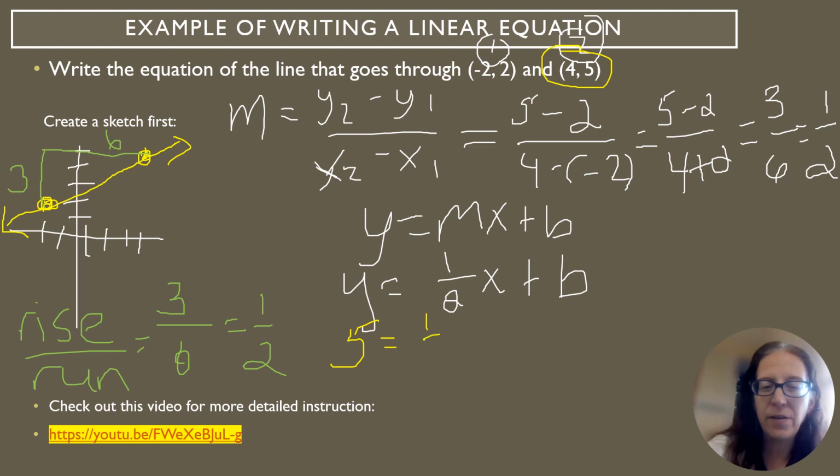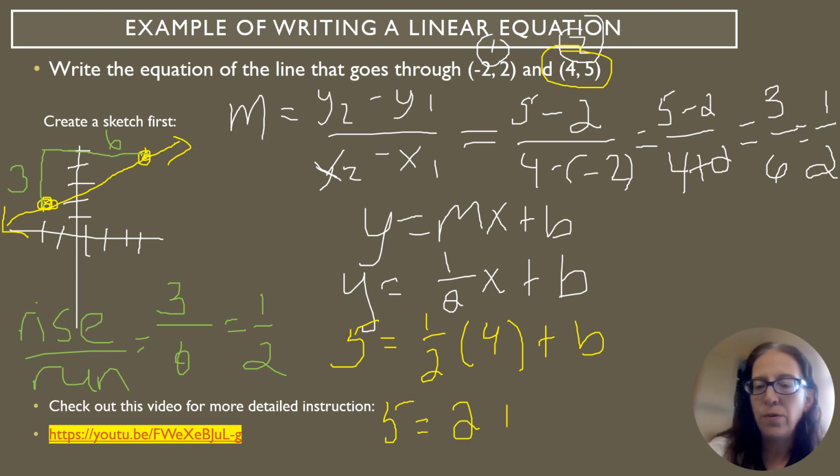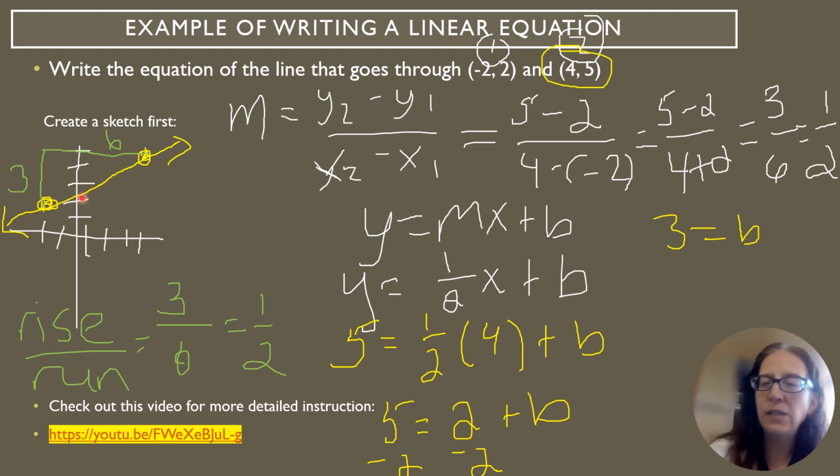The x is 4. And now you might notice that the only thing in this equation that I don't know is the b. 5 equals 1/2 of 4 is 2. And now I can solve that for b by subtracting 2 from both sides. So I end up with 3 is equal to b. And so now I know my y-intercept.